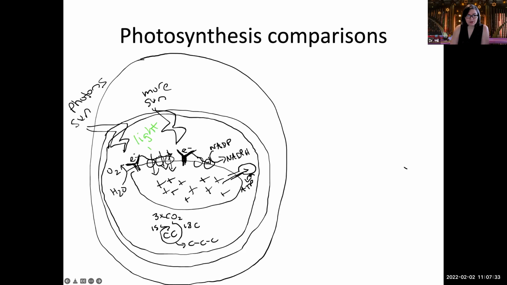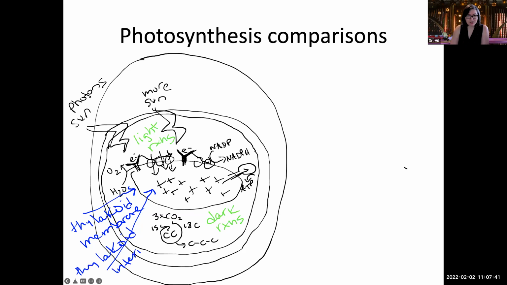Those protons are used to make ATP in the stroma, where the dark reactions happen, where carbon dioxide is put together along with the ATP that's been created and the energy of the electrons from NADPH. And that altogether creates a 3-carbon molecule.